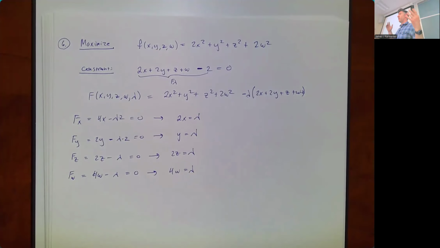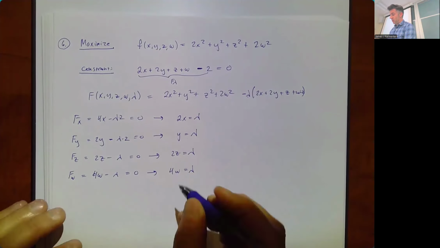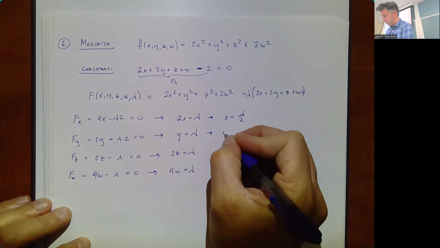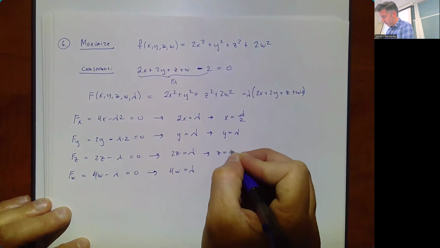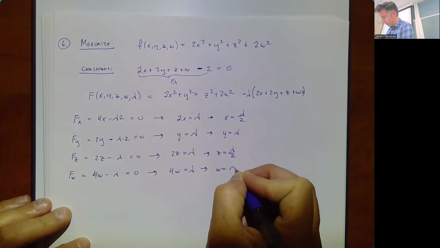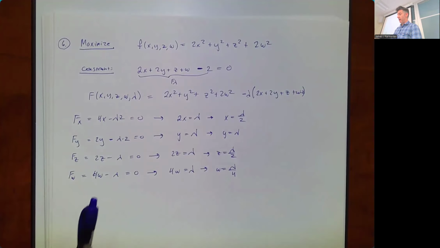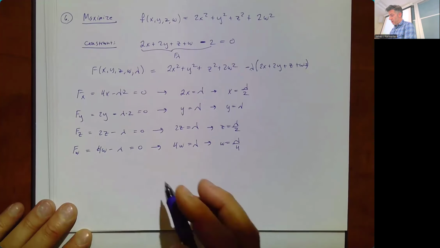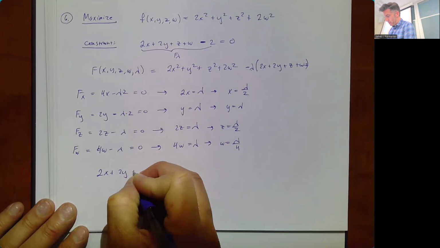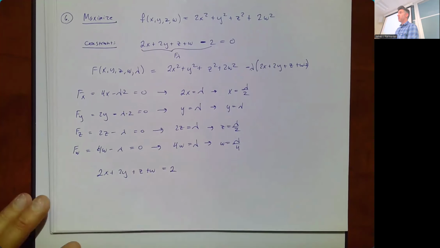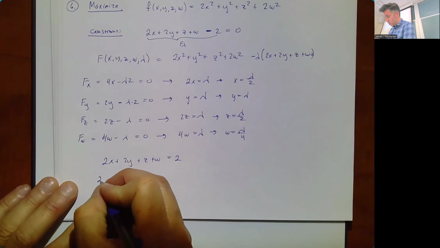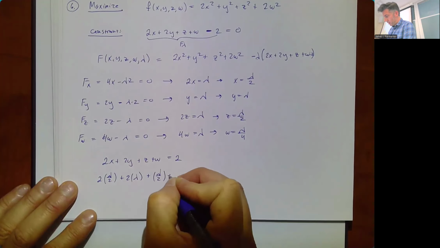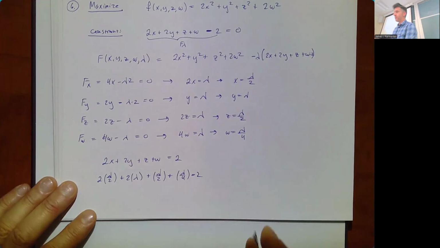we could solve each of these for the variable in terms of lambda, meaning instead of saying 2x equals lambda, we could say x equals lambda divided by 2, and y equals lambda, and z equals lambda divided by 2, and w equals lambda divided by 4. And then we could replace each of x, y, z, and w in our constraint equation with what they're equal to in terms of lambda. So then our 2x plus 2y plus z plus w equal to 2 is going to become 2 times lambda over 2 plus 2 times lambda plus lambda over 2 plus lambda over 4 equal to 2.